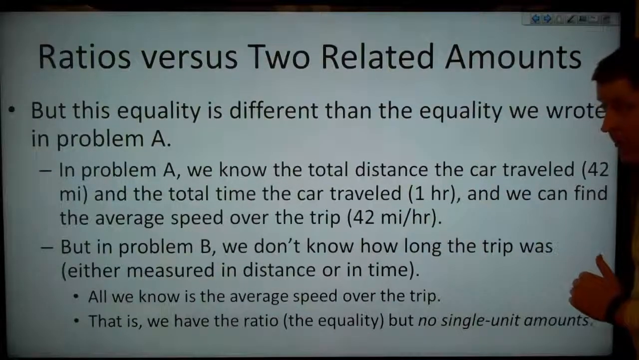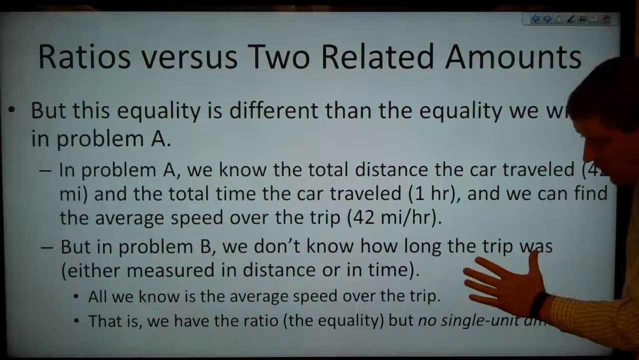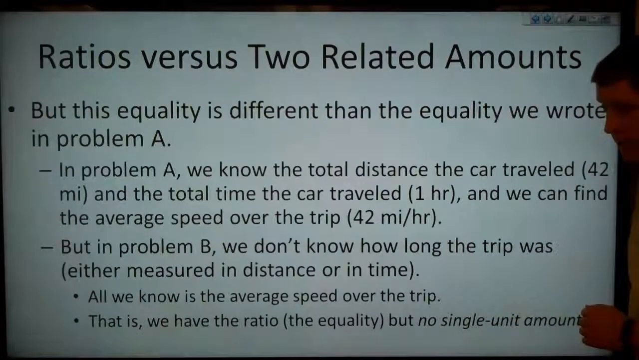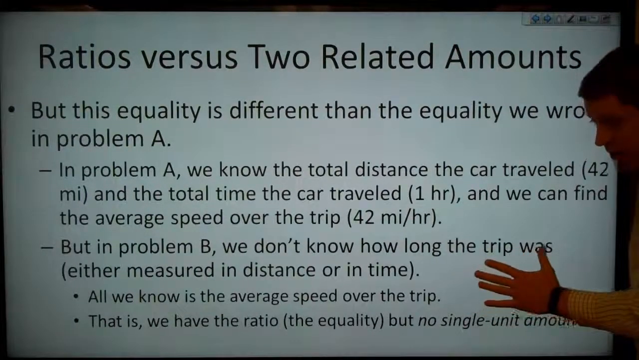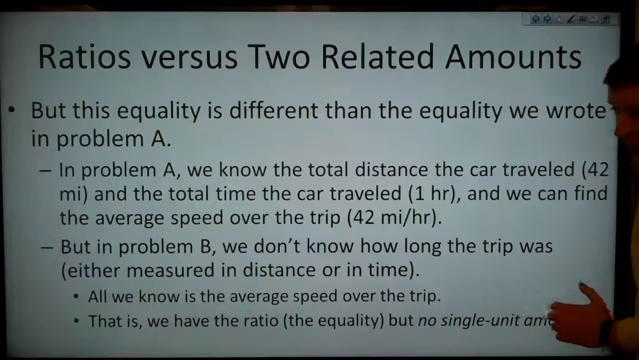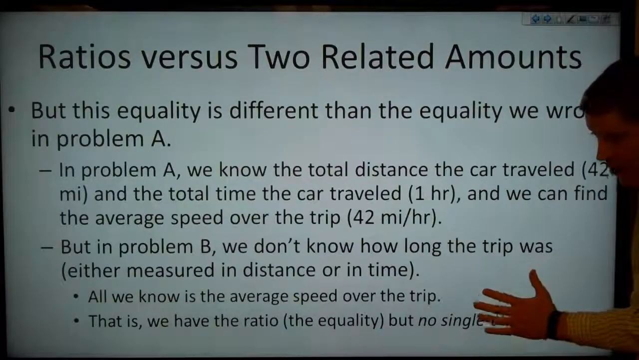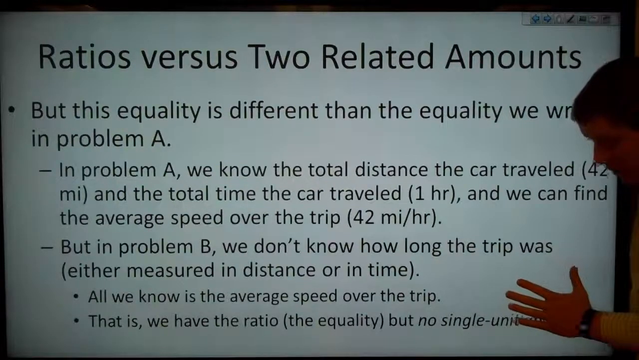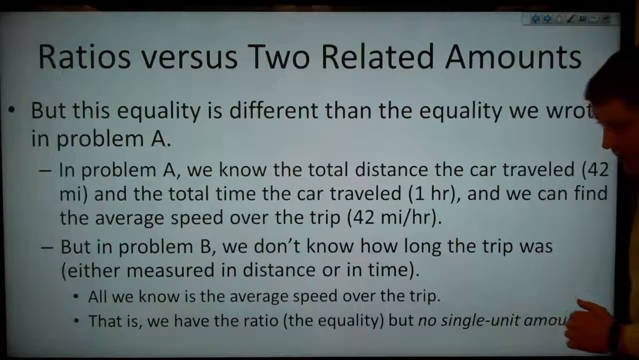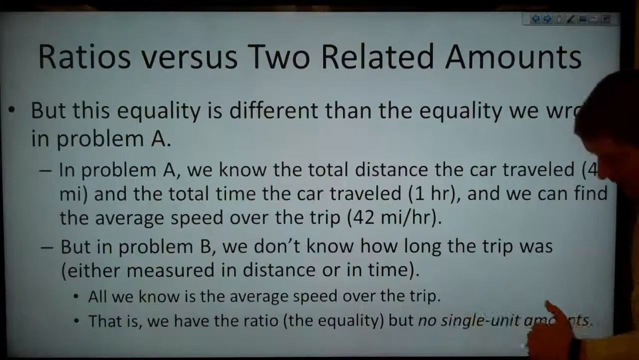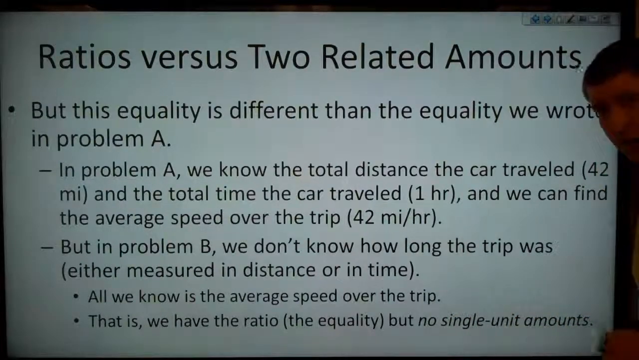miles per hour. But in problem B, we don't know how long the trip was, either measured in distance or in time. And thus all we know is that average speed over the trip. All we know is that ratio between miles and hours. So we just have that equality, but we don't have any single unit amounts.